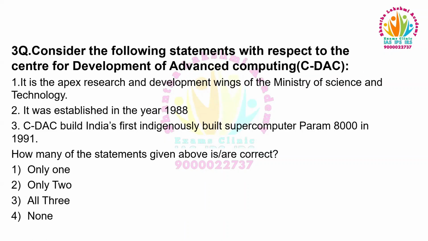Consider the following statements with respect to the Centre for Development of Advanced Computing. One: it is the apex research and development wing of the Ministry of Science and Technology. Two: it was established in the year 1988. Three: the Centre for Development of Advanced Computing built India's first indigenously built supercomputer, Param 8000, in 1991. How many of the statements given above are correct? Only one, only two, all three, none.